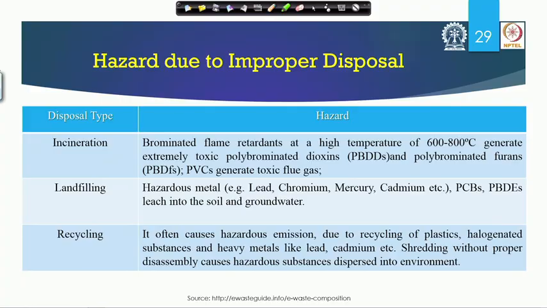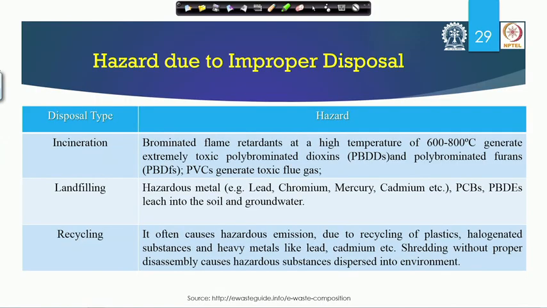As I told you, during the discussion forum we'll put some YouTube video links for you to look at, where you will see that e-waste is just burned in an uncontrolled fashion. If you burn it in an uncontrolled fashion, brominated flame retardants can lead to extremely toxic dioxins and furans. PVCs will generate toxic flue gas.